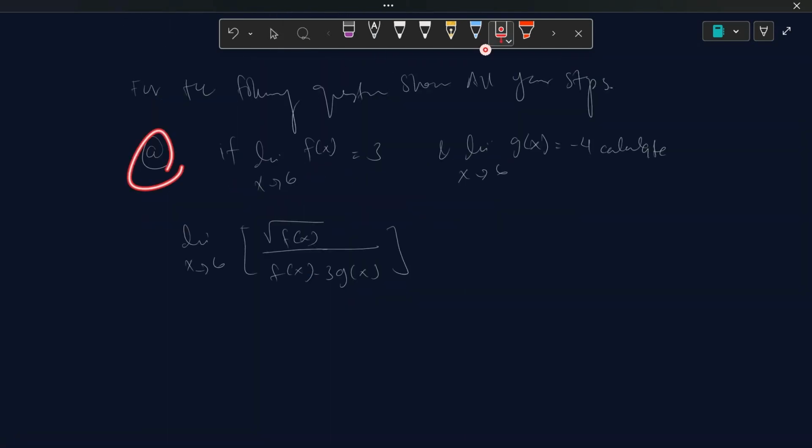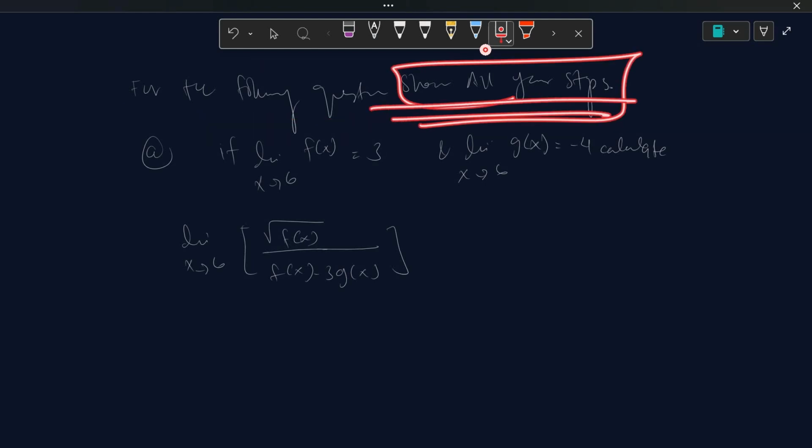Now let's move on. We have parts A, B, and C. We have three parts to this question. For all these questions, they're asking you to show all the steps. Whatever we do, we have to show all the steps, otherwise we won't get any points.